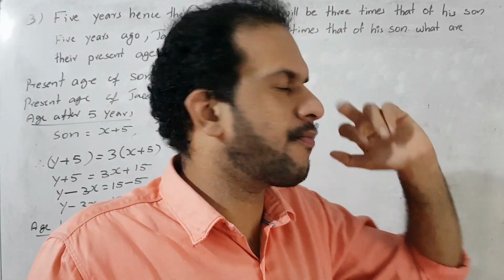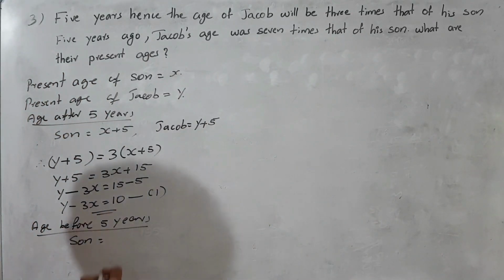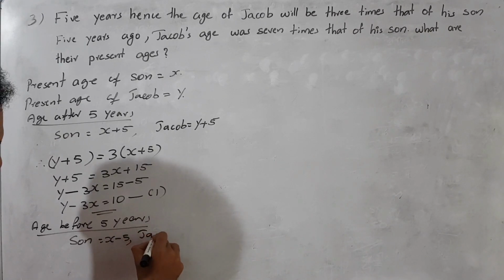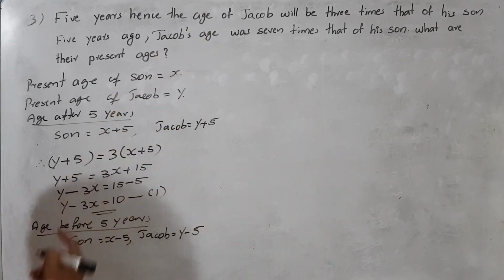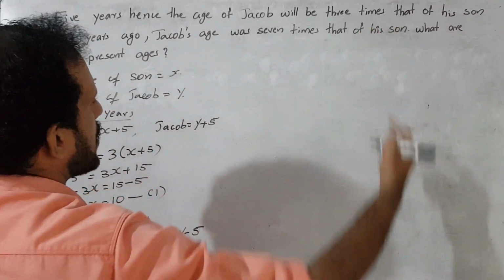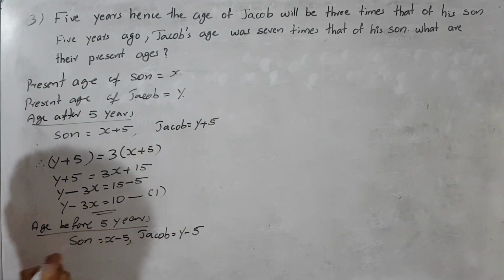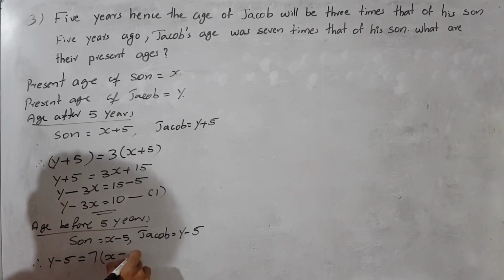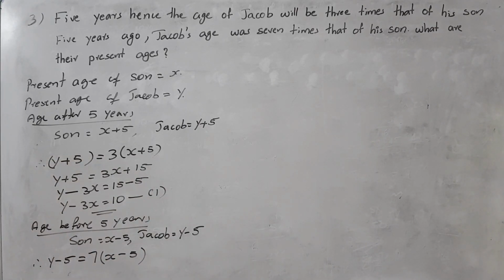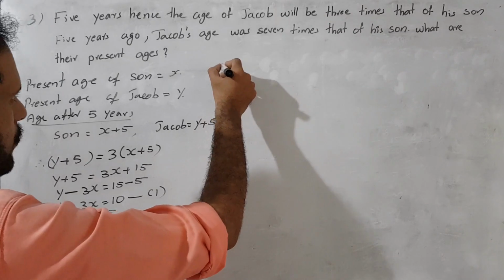We just subtract 5 from x. So the son's age before 5 years is equal to x minus 5. Jacob's age is equal to y minus 5. Okay, then what is the relation? Jacob's age was 7 times that of his son. Then what is Jacob's age? y minus 5. Therefore, y minus 5 is equal to 7 times the age of son. The age of son is x minus 5. Okay, so we got the relation y minus 5 is equal to 7 into x minus 5.